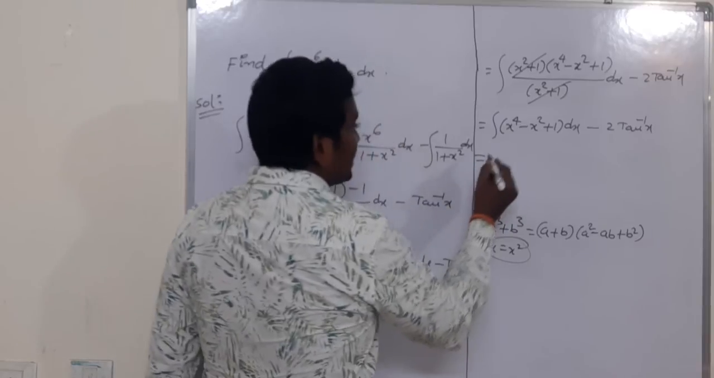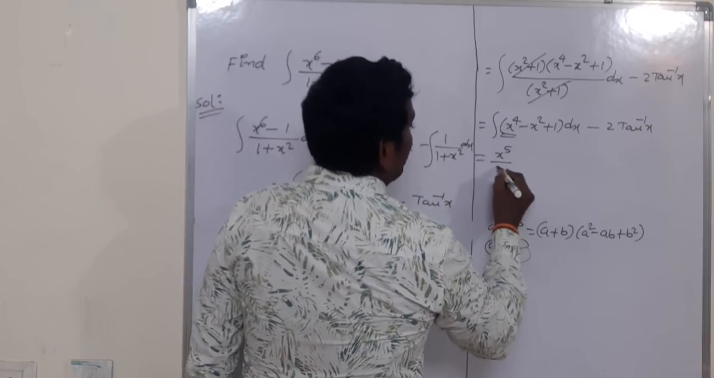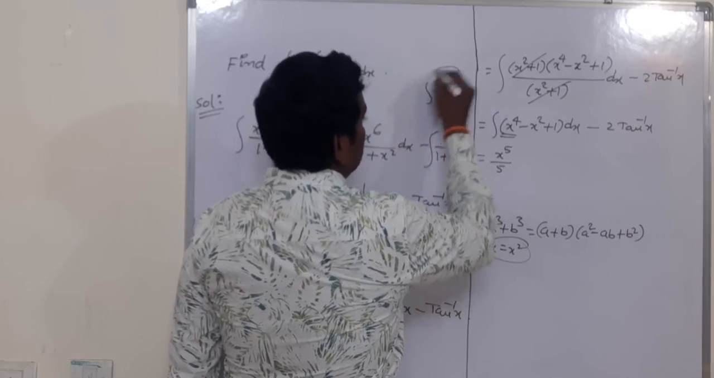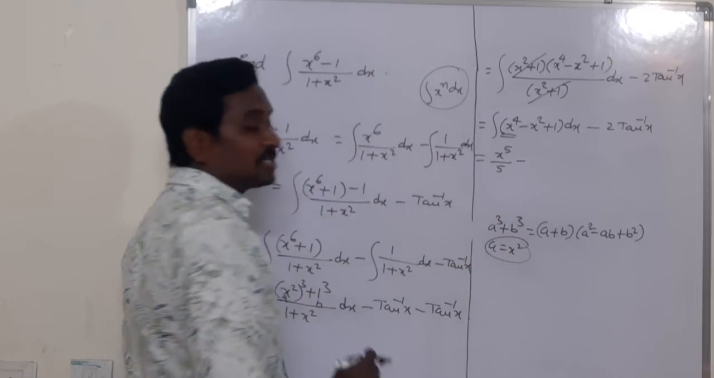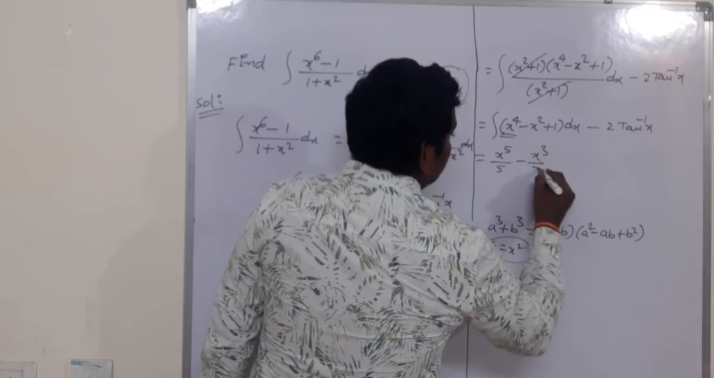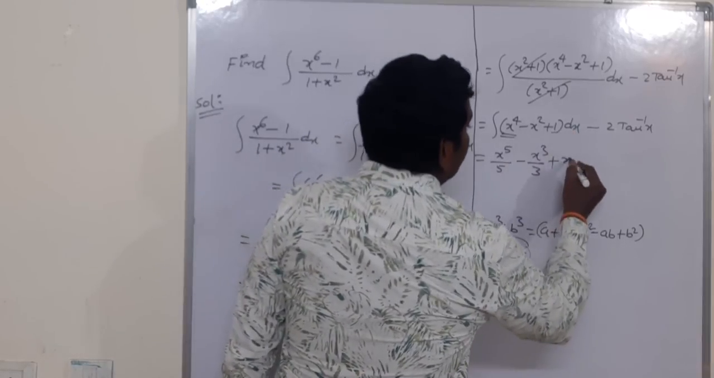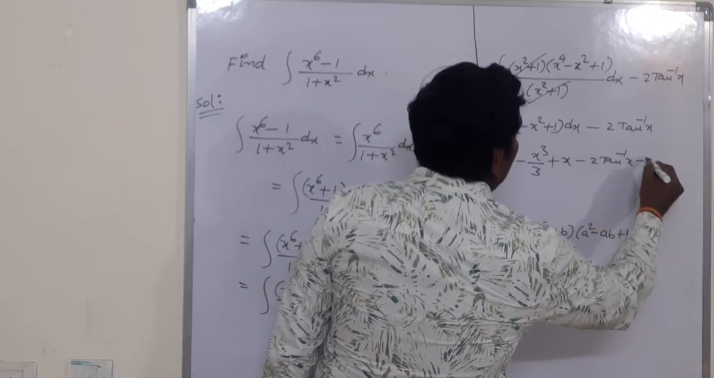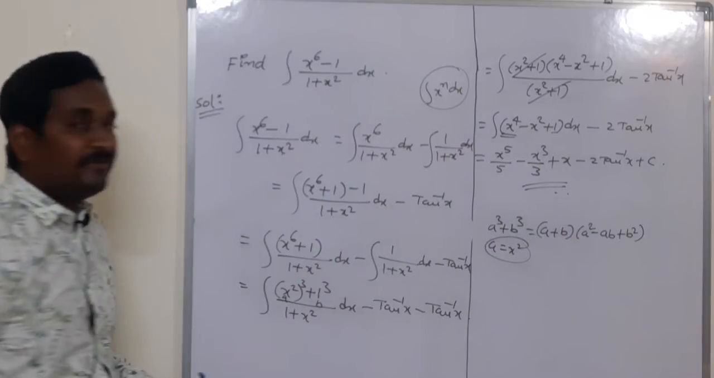Now what is the integration of x power 4 directly? X power 5 by 5, according to the formula, the power formula for integral of x power n dx, minus what is the integration of x square? X cube by 3, plus integration of 1 dx, simply x, minus 2 tan inverse x plus c. So this is the result of the given integration.